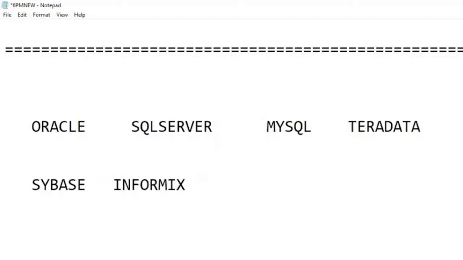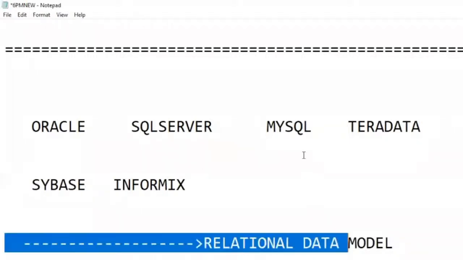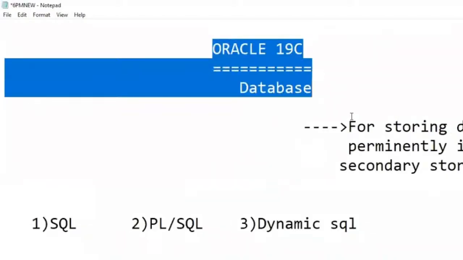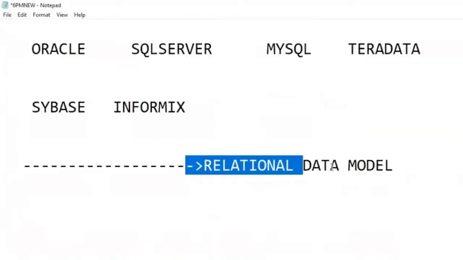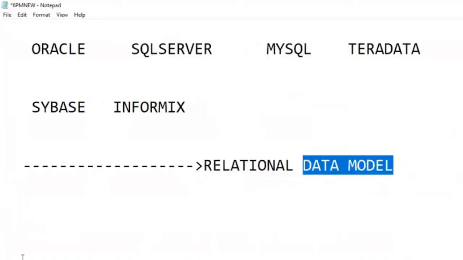All these products are relational databases, or these products are implemented based on the relational data model. Relational data model is a concept. Observe here. Data model is a concept. Before we start these types of courses or products, if you are interested to learn, minimum knowledge is required. Now observe here. What is this data model first?